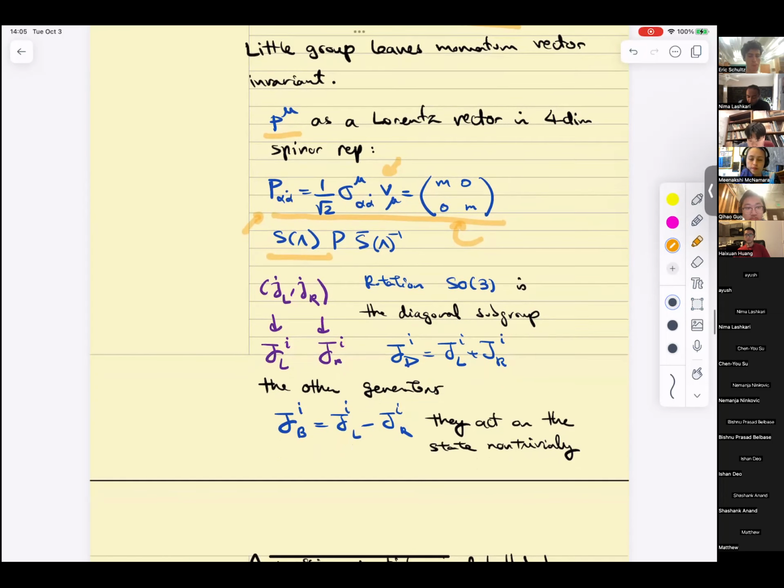In general, you have two of these. This is something that I might give you as a homework problem. There is a generator of the left transformations and generators of the right transformations. You could add them up. This is a diagonal component. It turns out that it's this diagonal component that leaves this invariant.